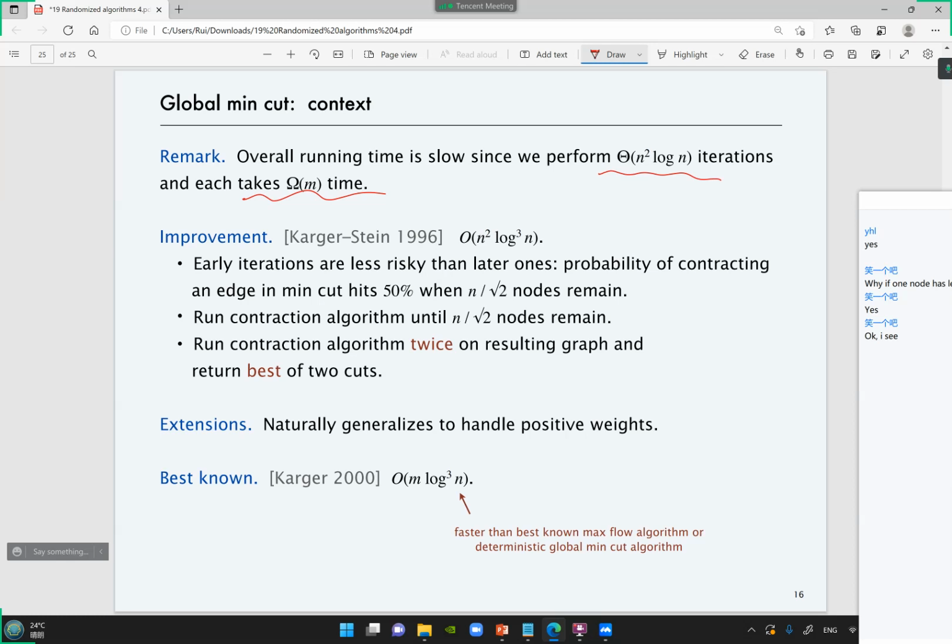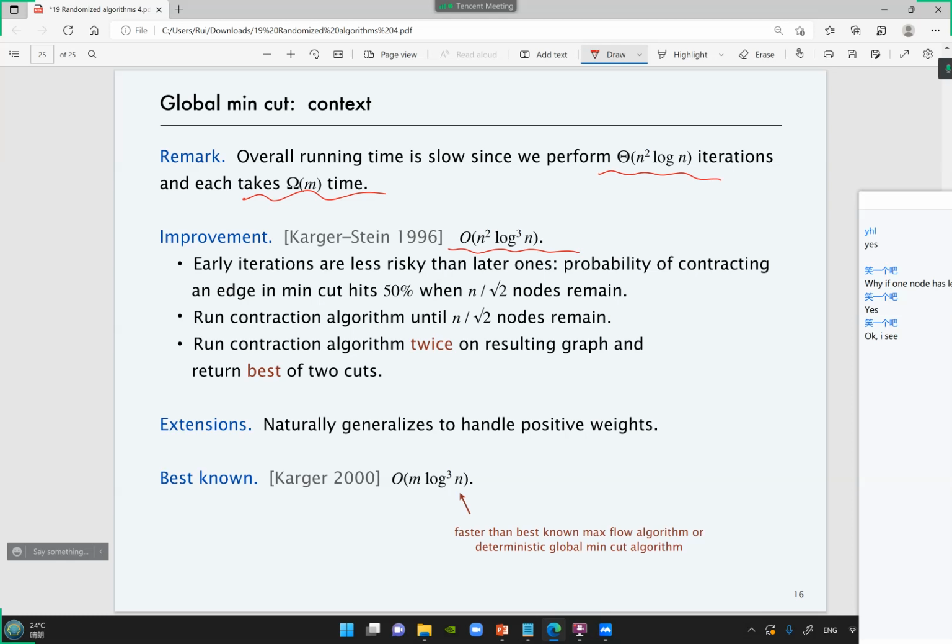But it turns out that you can improve this algorithm. When you improve it, you can basically remove this factor of m over here and make it much faster. You can make it run in basically n squared log cubed n time. I'm not going to go through this entire algorithm, but basically the main idea is this.